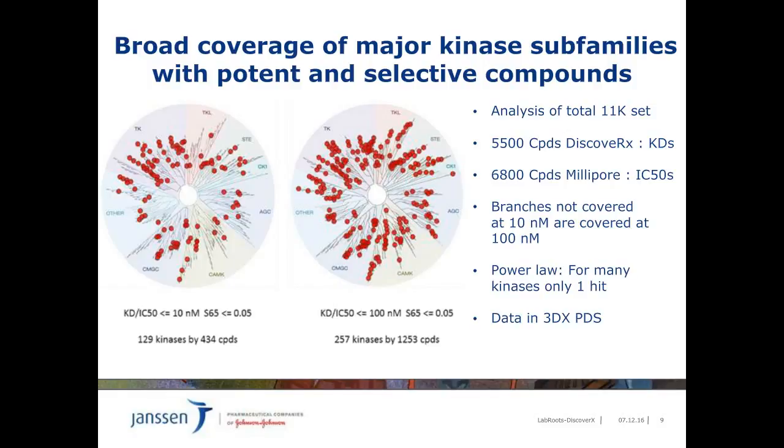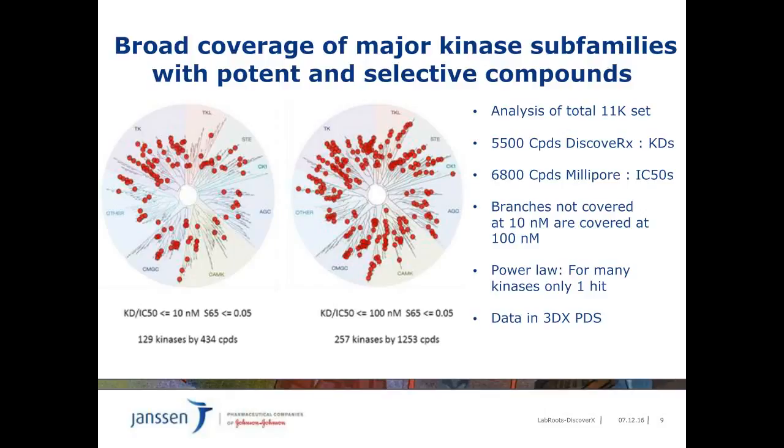and analyzed the kinase coverage using both IC50 data for the Millipore data and KD data for the DiscoverX data. Doing this, we have 434 compounds with IC50/KDs below 10 nanomolar and S65 below 5%, which cover 129 kinases. Relaxing the potency criteria to 100 nanomolar, we find that we have 1,257 compounds with IC50/KD below 100 nanomolar and S65 below 5%, which cover 257 kinases.